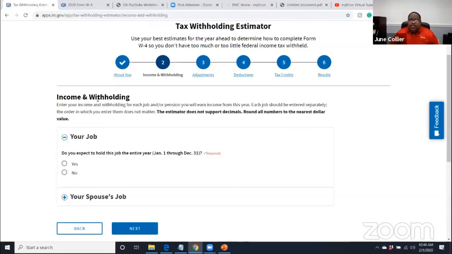Next, we're in step 2, which is the income and withholding. This is where the pay stub is going to come in very, very handy. It tells you to enter your income and withholding for each job and or pension. So if you've got a pension, you'll need to enter that you earn income from this year. Each job should be entered separately. The order in which you enter them does not matter, and the estimator does not support decimals, so you want to round all the numbers to the nearest dollar value.